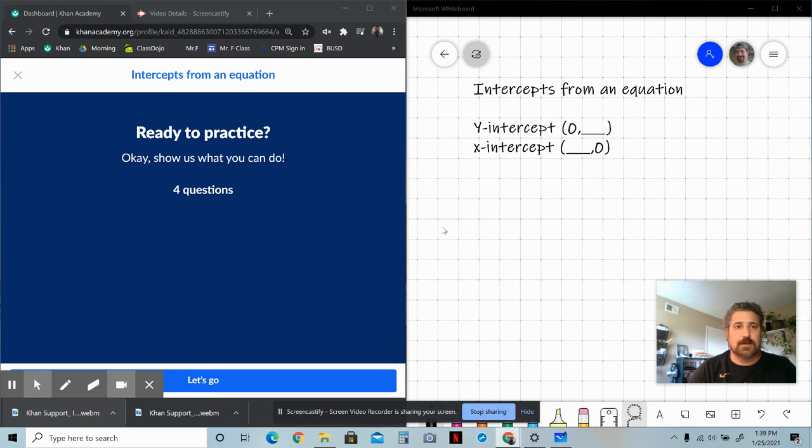This one is on intercepts from an equation. All right, so if they give you an equation, how can you find the intercepts? Remember, to find the intercepts, the y-intercept is where x is 0, and the x-intercept is where y is 0, basically. All right, let's go.